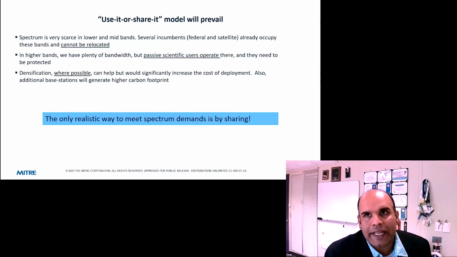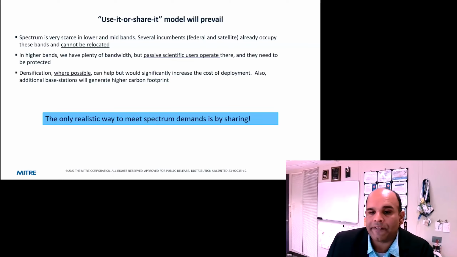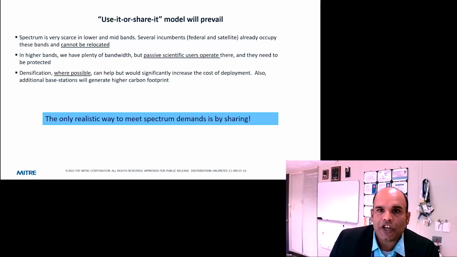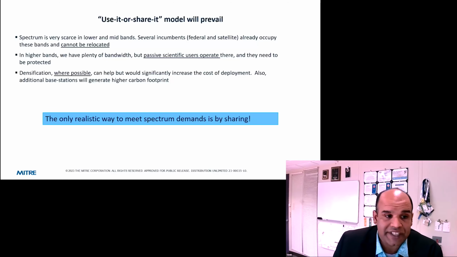So you might also think that the problem is only with lower and mid bands, but that's not true, because in higher bands, we have passive scientific users. Even though the spectrum available in higher bands is significantly higher than in lower and mid bands, we have incumbents that are scientific users, and we need to protect them. In the lower bands, it's all active users. In the higher bands, it's mainly passive users that have very high sensitivity. So the requirements to coexist with these different incumbents are also very different.